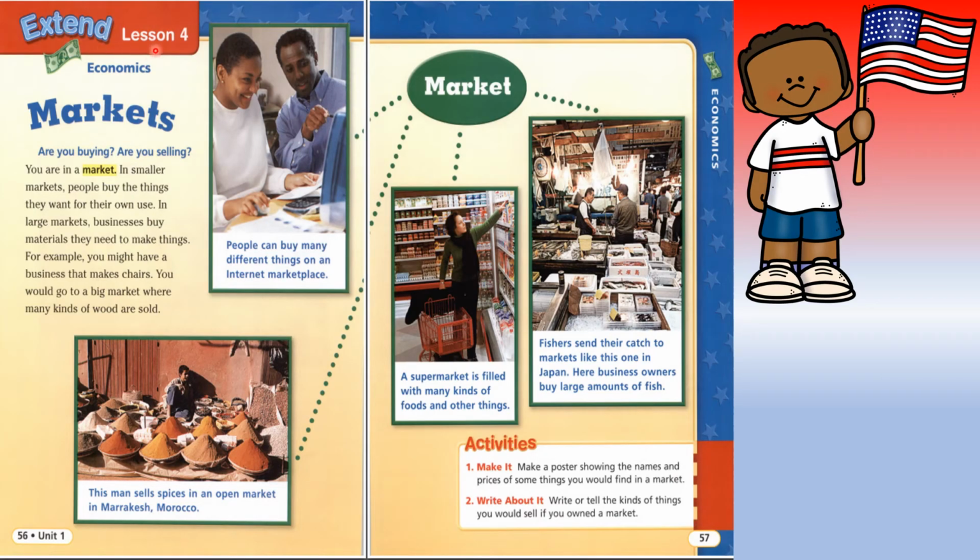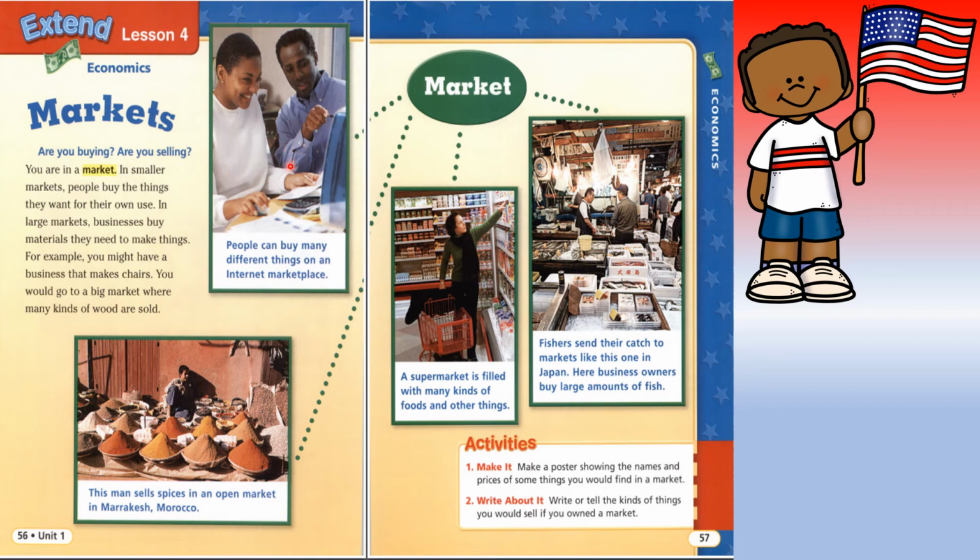Let's extend this lesson and talk about an economic concept of markets. Are you buying? Are you selling? You are in a market. In smaller markets, people buy the things they want for their own use. In large markets, businesses buy material they need to make things. For example, you might have a business that makes chairs. You would go to a big market where many kinds of wood are sold.